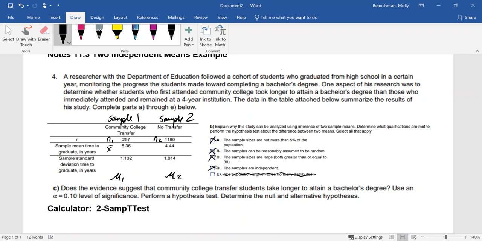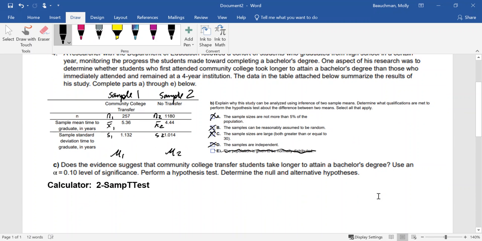Sample mean time, this is x bar 1, this will be x bar 2. Sample standard deviation time, this would be sample standard deviation 1, sample standard deviation 2. So we just want to identify which is sample 1, which is sample 2, and population 1 and population 2. So this is what's going to let us write our null and alternative hypothesis.